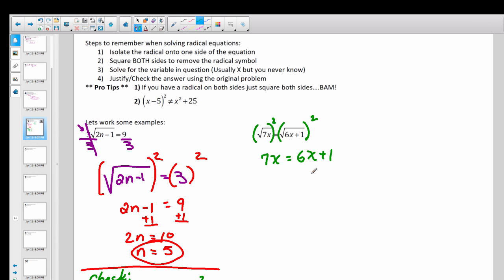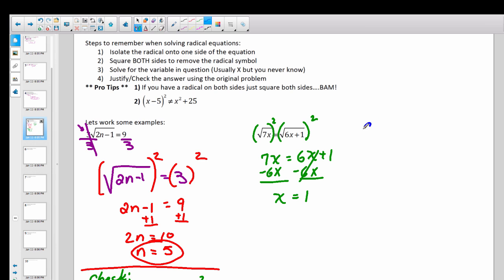And now you'll agree this is just a simple algebra problem. So let's solve for x. I think I'll take away 6x's. I always try to keep my x's positive. So this leaves me with a positive 1x. That's equal to 1. Let's do a check.